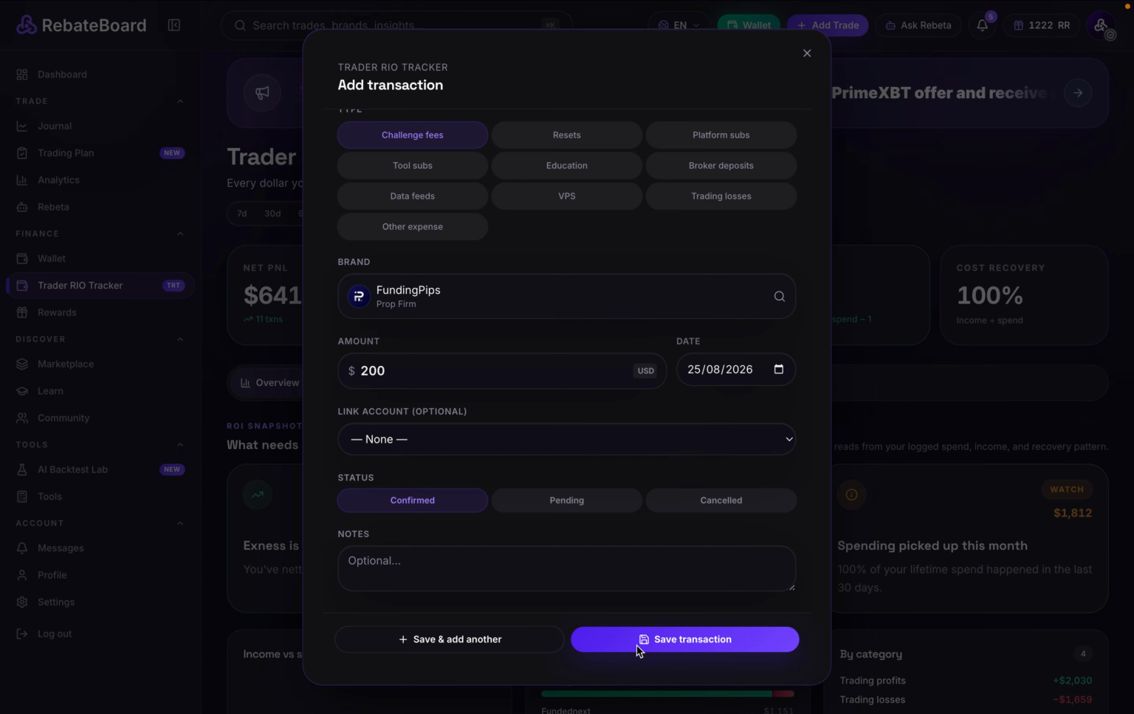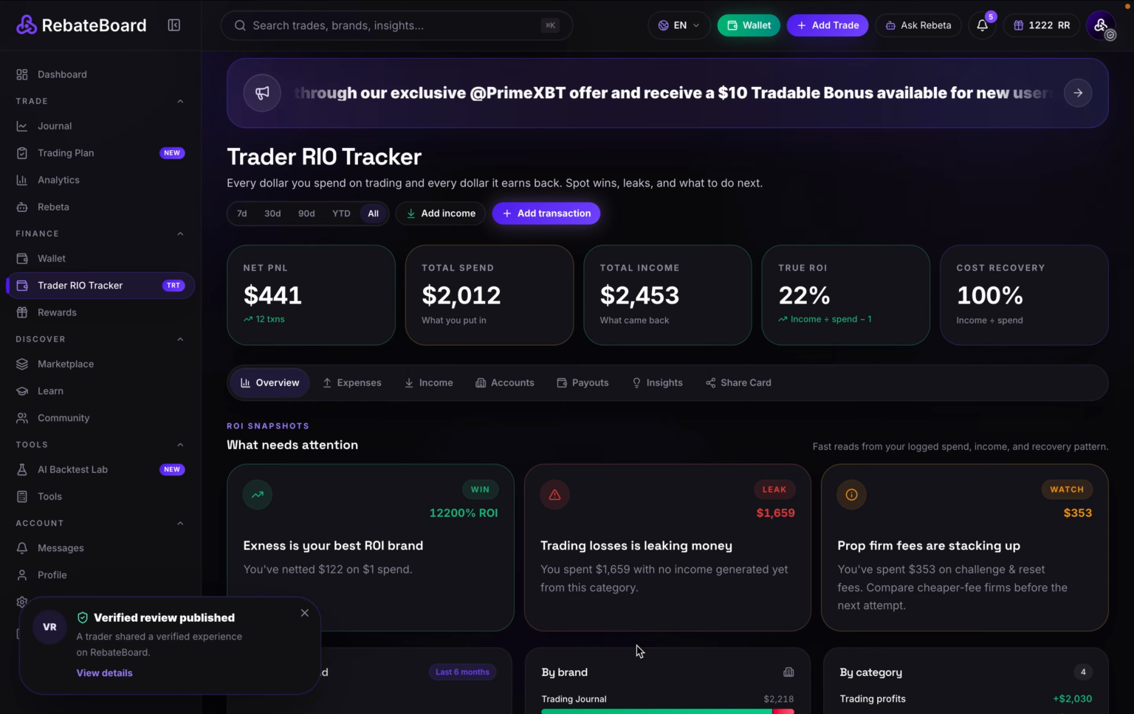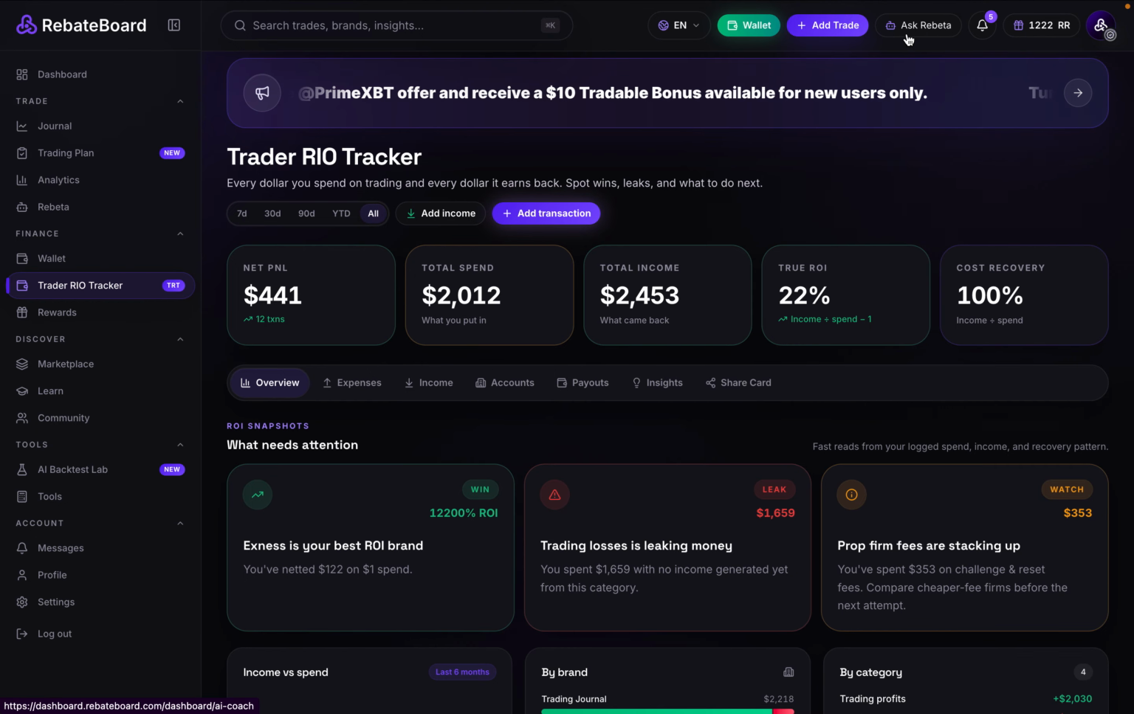Then the next thing is to save my transaction. So I have now added that transaction. It means that I spent $200 purchasing a Funding Pips challenge. From now on, our in-house Rebeta AI, your personal AI coach, will automatically learn and store that. As you keep adding transactions, it will say that, okay, you have spent so much amount on purchasing Pondem fees, but there's no income yet.